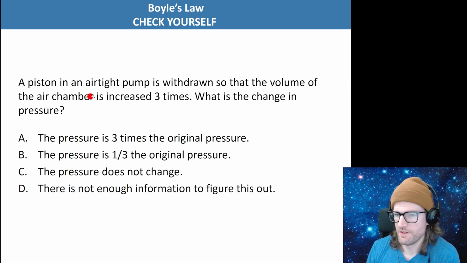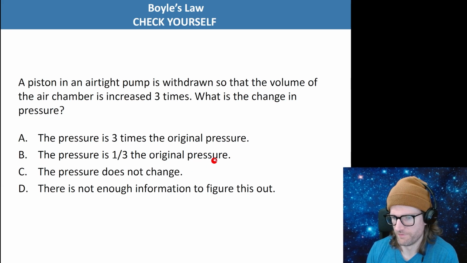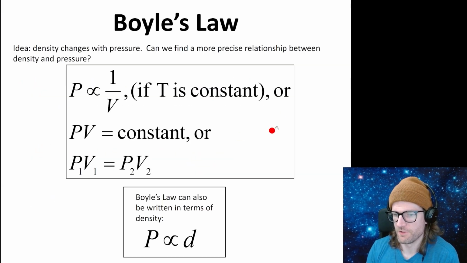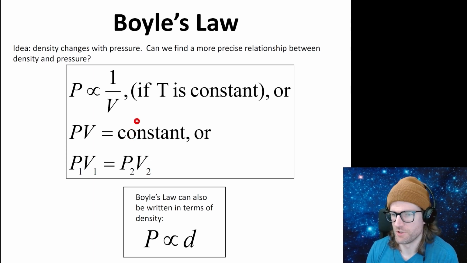A piston in an airtight pump is withdrawn so that the volume of the air chamber is increased 3 times. What is the change in pressure? Well, 3 times the volume goes up, means the pressure goes down by 1/3. So B. So there's Boyle's law. Pressure and volume have that inverse relationship.